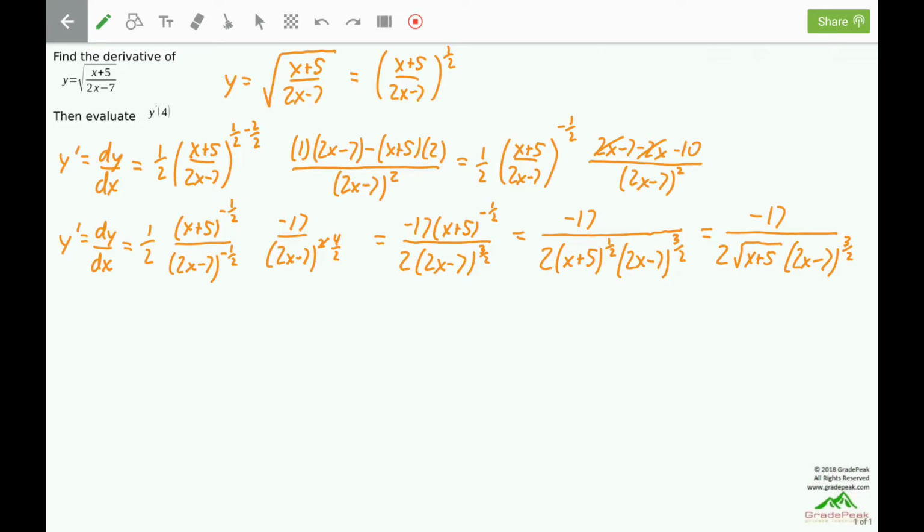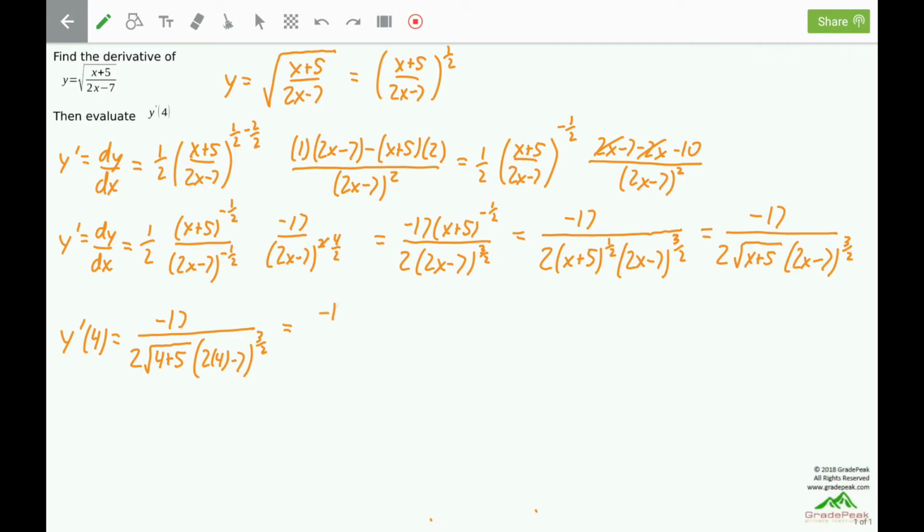The next thing to do is evaluate y prime of 4. So y prime of 4 means to plug a 4 in for each of the x's. Well, the numerator doesn't have any x's. It'll stay as a negative 17. We have 2 times the square root of 4 plus 5. And we also have 2 times 4 and then minus 7, that entire thing raised to the 3/2 power.